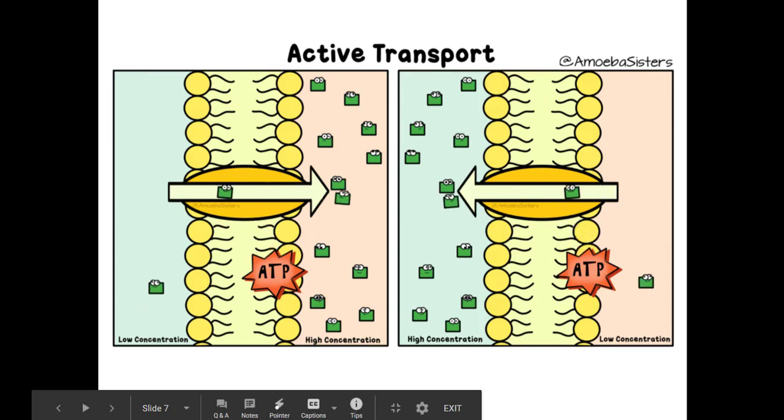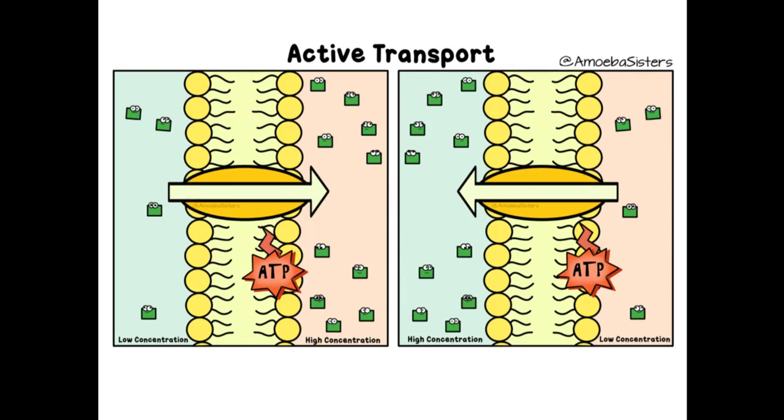So that's why we have this ATP here. And you also notice that it's moving through a protein, right? Not through the phospholipids. So it's going to require a protein because of the energy output. There's going to have to be a protein that facilitates that.